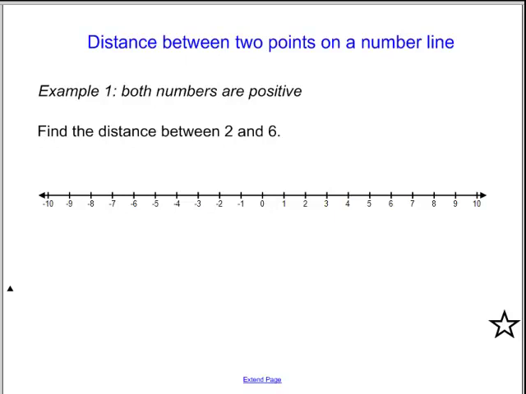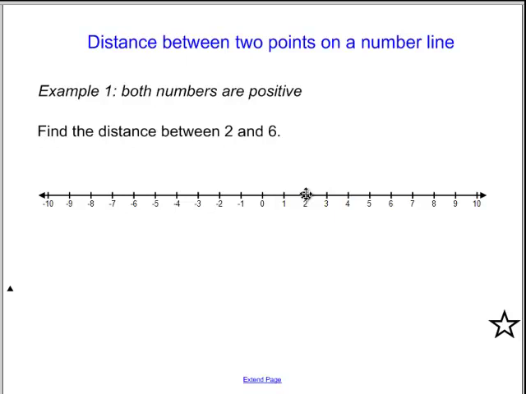Okay, before I'm ready to try the Pythagorean theorem, I want to make sure that we can find the distance between 2 points on a number line. So I'm going to give you 3 examples, one where both numbers are positive, one where both numbers are negative, and one where one number is positive and the other is negative, and make sure we can find the distance between the 2 points. So in my first example, I want to find the distance between 2 and 6.